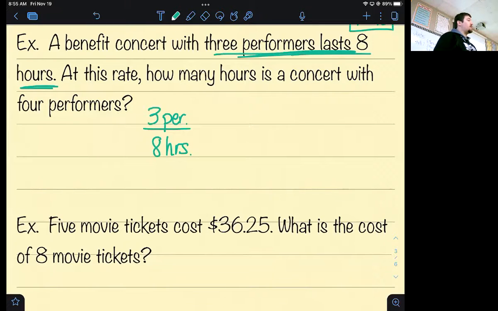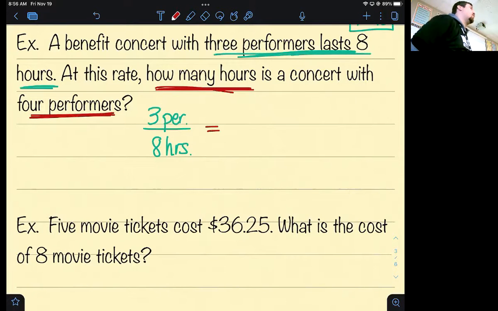Now, on yesterday's homework, they would have given you a complete other fraction, and you would have told me if those were the same. Well, instead of doing that today, I'm not going to give you a complete other fraction. I'm going to give you one value and one that's missing. You have to tell me what missing value would make it proportional. So when you read the next sentence, it says, at that rate, how many hours? So you have to tell me what the hours is going to be in 4 performers.